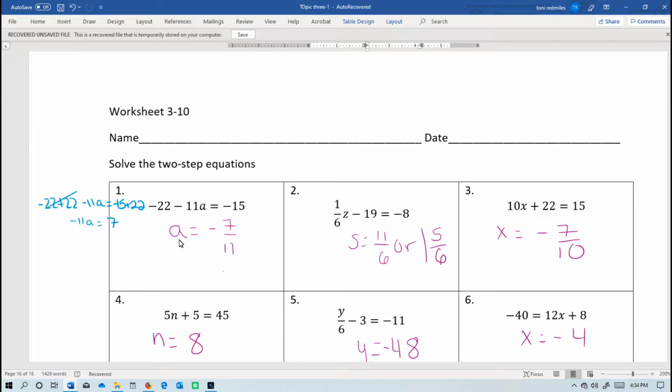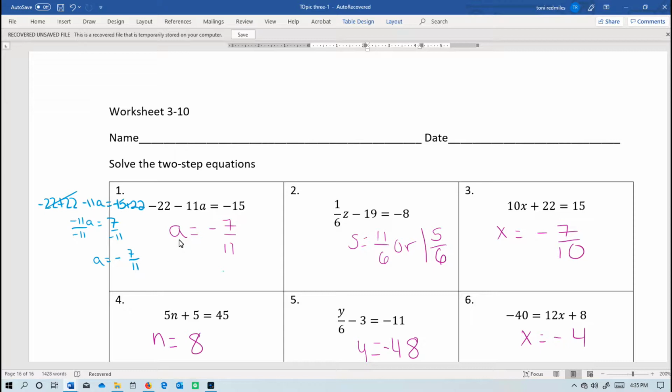The negative 11 is multiplying the a, so I have to divide it. Got to take that negative with it. A equals a fraction, and the whole fraction is negative. Not just the 11, not just the 7, but the whole fraction. So put that negative in front of the fraction. Remember, it's one contained thing.